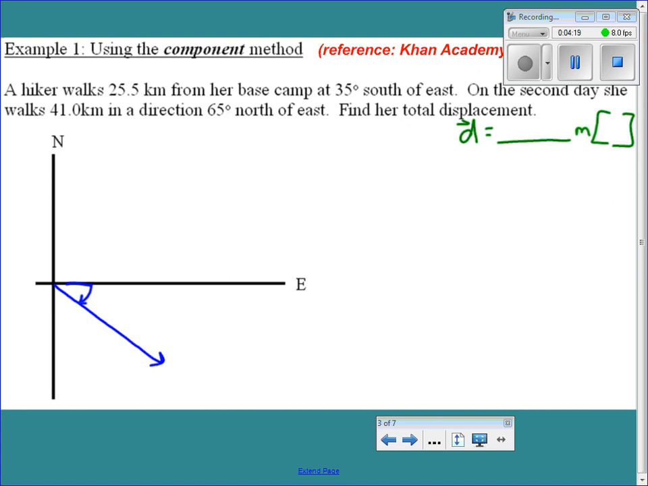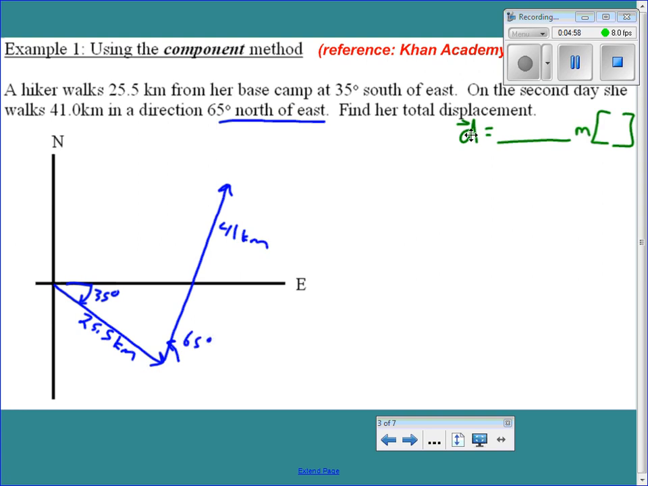Now, you should draw the vectors roughly to scale. You don't have to have them perfectly to scale because the math will take care of your answer. But drawing them roughly to scale allows you to see how things should be turning out. So this is your 35 degrees, and this is your 25.5 kilometers. And then she goes 65 degrees north of east, which means east, 65 degrees north, and she goes 41 kilometers, so further. So I'm making the diagram roughly to scale. And this is going to be 65 degrees.